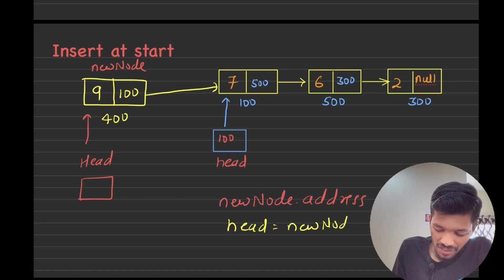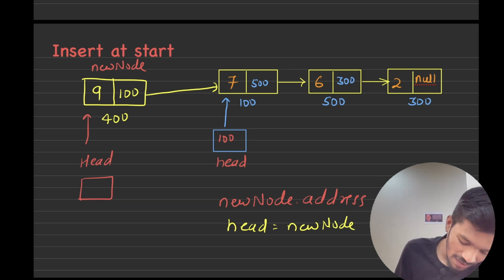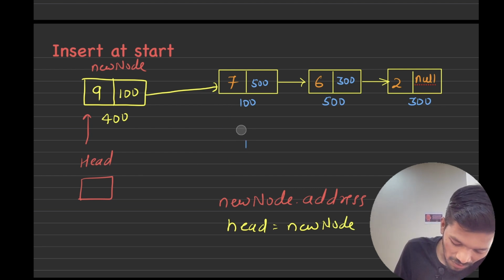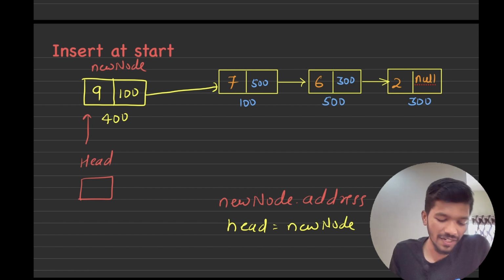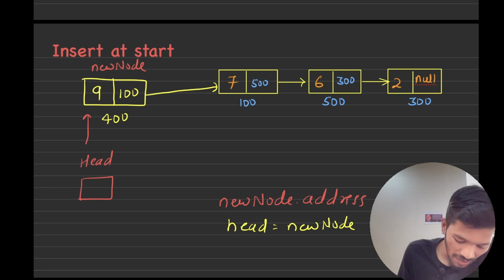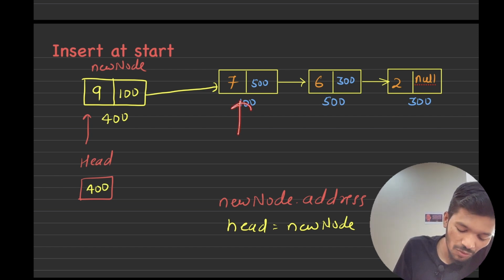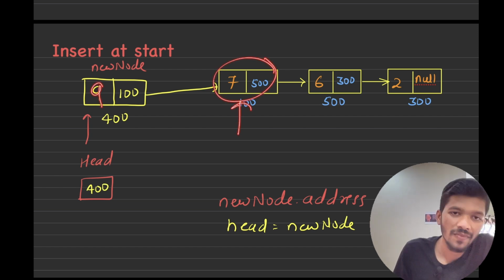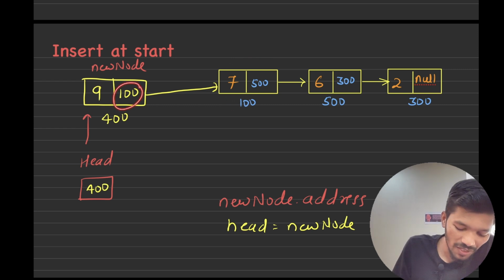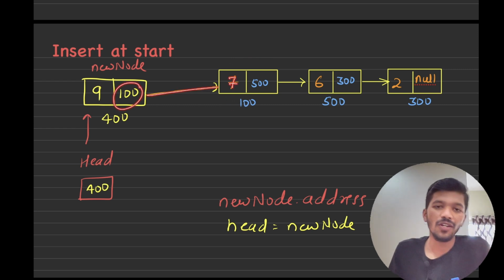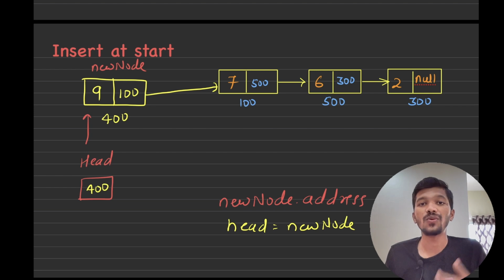What is happening? Head is equal to new node, so this will get erased because now I'm assigning the address of the new node to my head. And what is the address of the new node? That is 400. Now see what happened. Initially my head was pointing to 7, now it came to 9, and 9 is holding the address of its next node, that is 7. So this is how we insert a node at start.